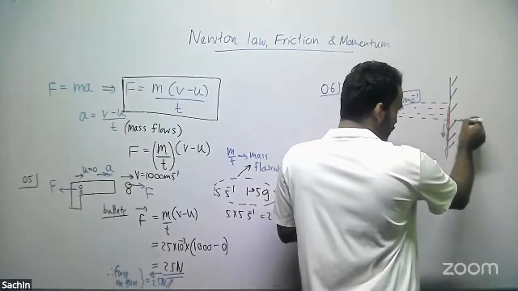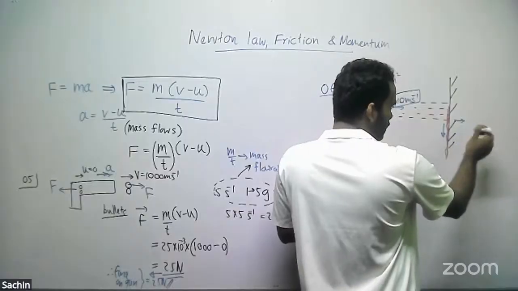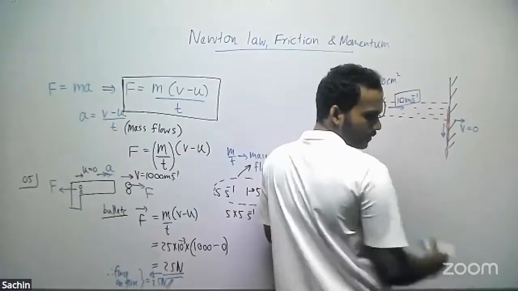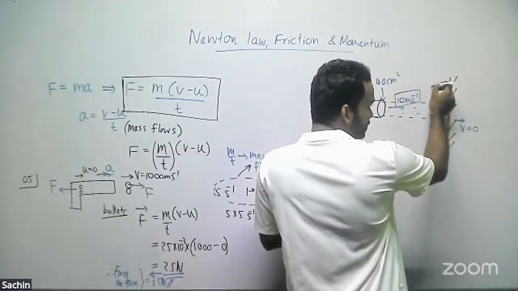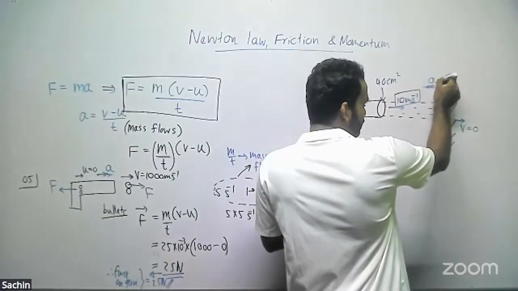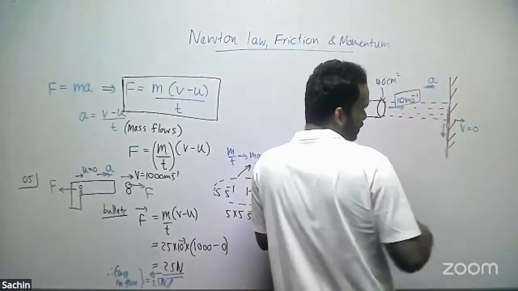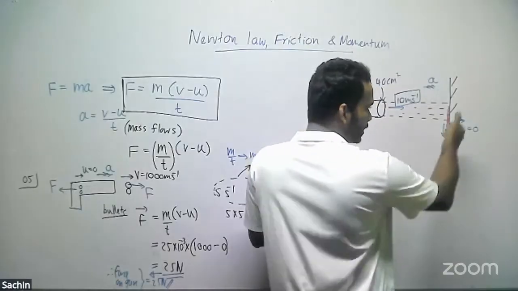That means this horizontal velocity is 0 now. After hitting, the horizontal velocity becomes 0. So initially it was 10 and it became 0. That means water particles have decelerated, right? Can you experience that? It was 10 and it became 0. That means it has decelerated due to hitting.